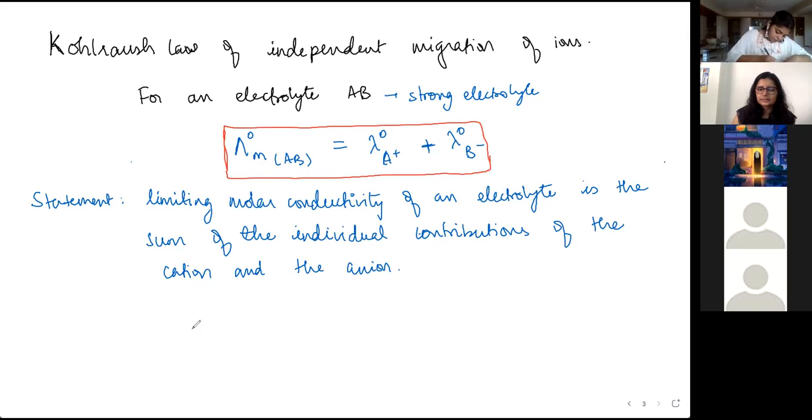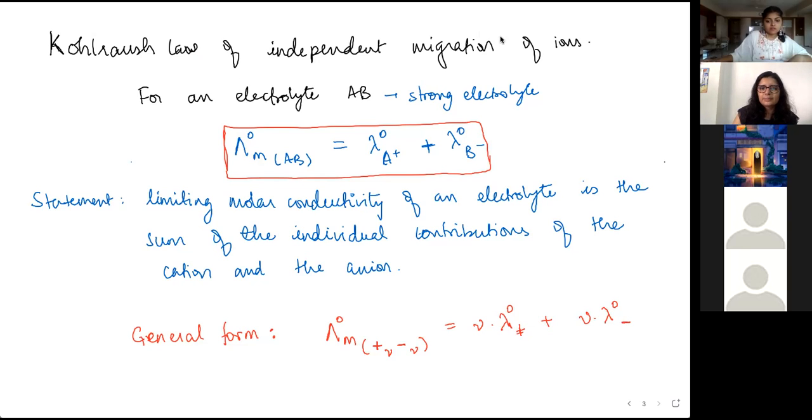So if we have to consider the generalized form, this is for the straightforward case AB. But what if you had something like Na2SO4 or CaCl2, which is made up of multiple ions? So the generalized form is, you can write it like this. This is the one you'll use in your questions. Let's say the electrolyte has nu plus cations and nu minus anions. Then limiting molar conductivity will be equal to nu plus into lambda naught of the cation plus nu minus into lambda naught of the anion.